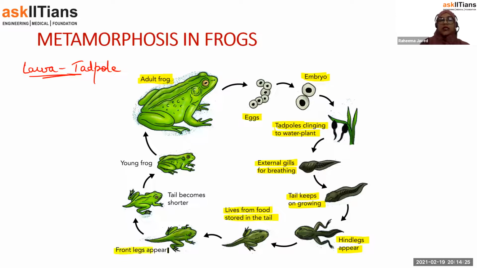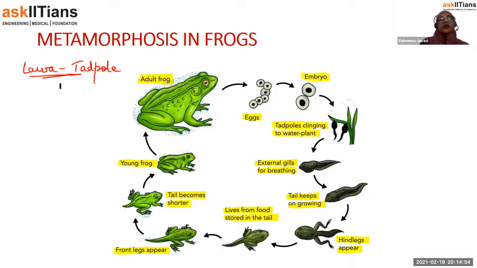Then slowly the front legs will appear and the tail starts becoming shorter. Okay, and after that it completely develops into a young frog. This young frog then develops into an adult frog, and then it comes out of the water. That is why these animals are known as amphibians. That means they have a dual life. They can live on land as well as in water.